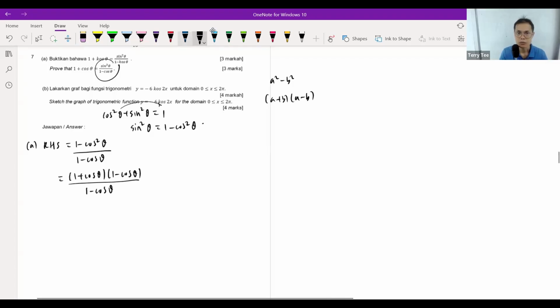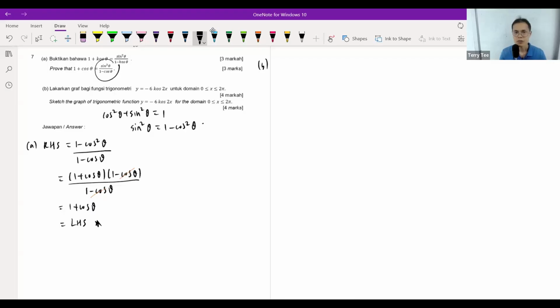Now we can cancel these two. Everybody cancel these two. Then you are left with 1 plus cos, which is the same as your left hand side. That's all, fairly easier. Yeah, for 3 marks, I think it's supposed to be 2 marks and not 3. Too short. Okay, part B, we're supposed to sketch a graph.